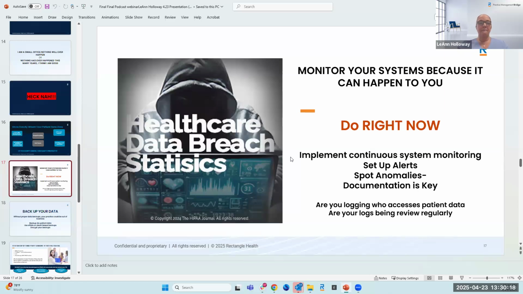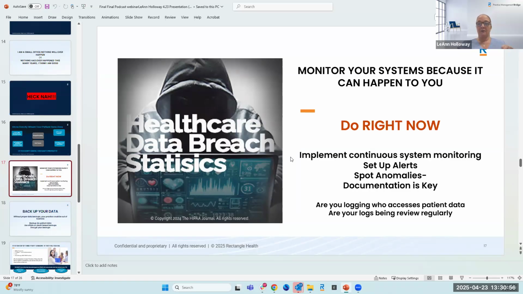Implement continuous system monitoring, so you know if someone is trying to access patient data, whether they're authorized or not. Set up alerts for suspicious activities, failed logins, large data transfers, or unexpected access to sensitive data. These are red flags you can't afford to ignore. This isn't just about IT support either, okay? It's about having the right tools in place to spot anomalies in real time.